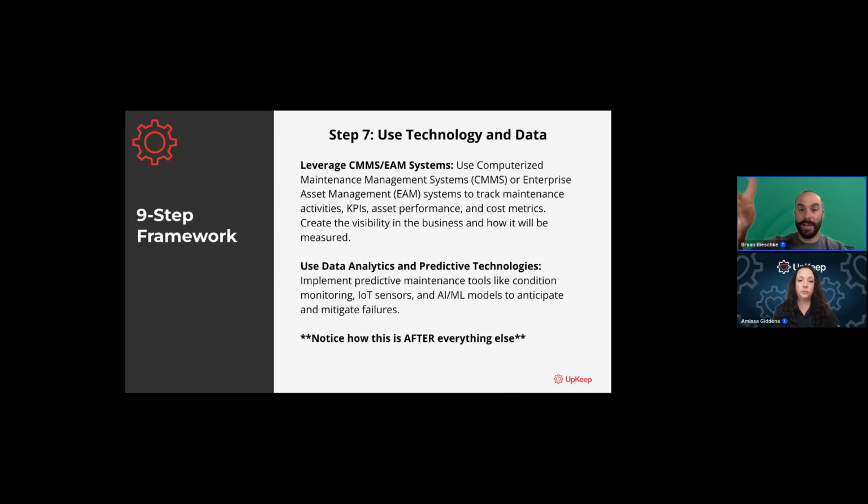Okay, big note here. Notice how this is after everything else. What I mean by that is you don't just go, I'm buying a CMMS. I don't know anything about my business. I don't know anything about asset criticality. I don't know anything about maintenance strategies. I don't know anything about my team. No, that's not how this works. You will fail, very likely.